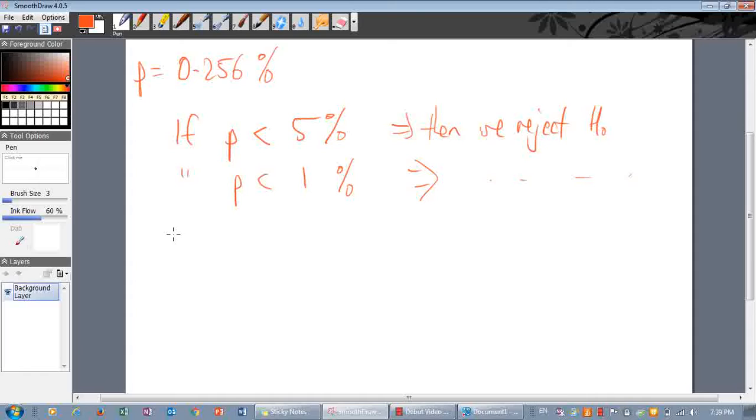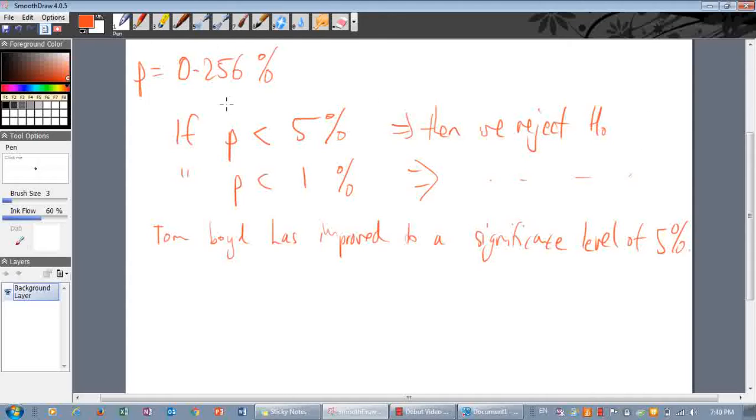So a question might say, find out whether Tom Boyd has improved to a significance level of 5%. Okay, so it might say something like that. And so you look at the p-value. If the p-value is less than 5%, then you reject H0 in favour of the alternative hypothesis. In other words, this percentage is so low that the null hypothesis cannot be true, or is very, very unlikely to be true, and therefore we think that Tom Boyd has improved. So that's what we're looking at.